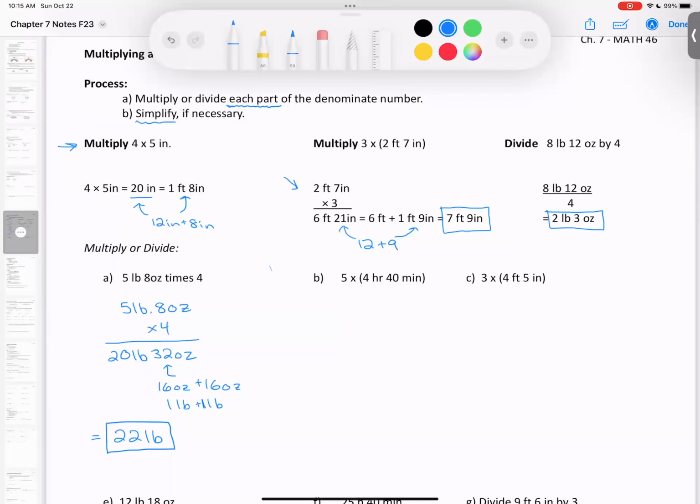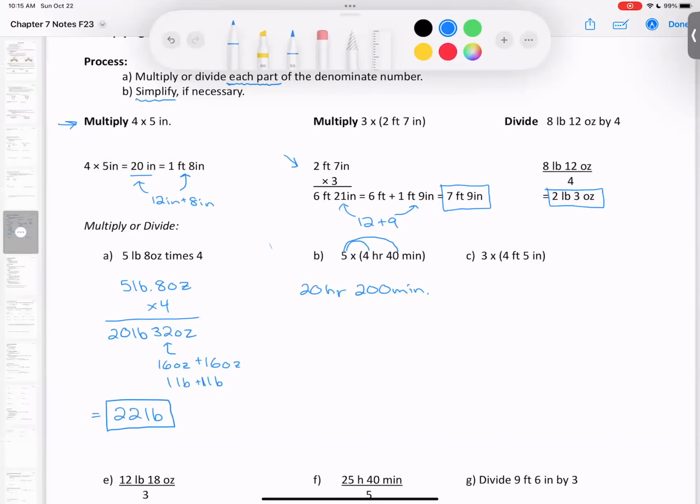All right, next one we have set up as 5 times 4 hours, 40 minutes. So let's do the hours first to get 20 hours. And then we're going to go 5 times 40 to get 200 minutes. And here we can simplify some more. So for that 200 minutes, there's 60 minutes in every hour. And so we could make 2 groups of 60 there. Nope, 3, because 3 would give us 180. So we'll have 20 left over.